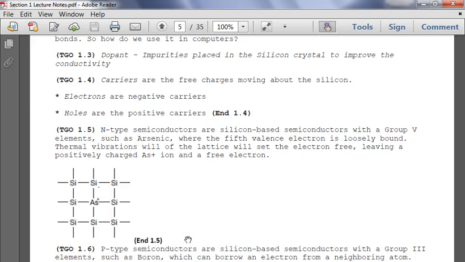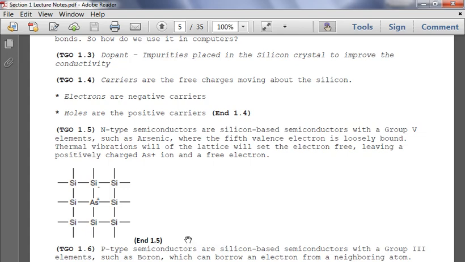So we first have an example here of n-type semiconductors. These are silicon-based semiconductors with group 5 elements, such as arsenic, in the middle. Instead of having silicon here, you're going to have arsenic, and you're going to have this extra electron. The fifth valence electron is loosely bound. It's going to form all of these bonds like it normally does, but it's going to have this extra electron loosely bound inside the lattice structure. When you're watching the video, you can see that arsenic has an extra plus and silicon has an extra minus there.